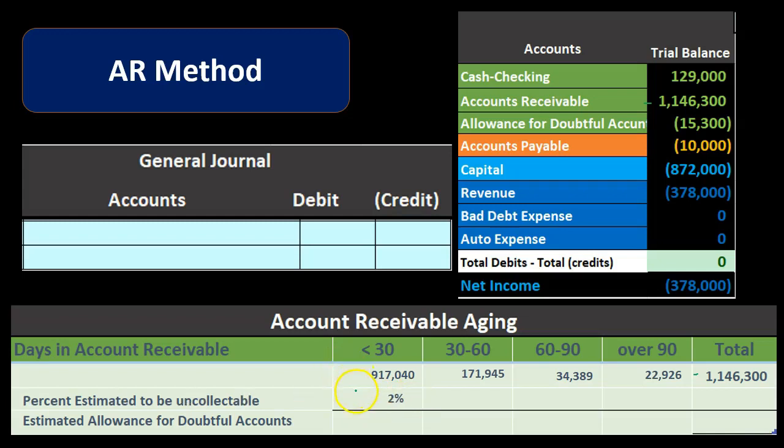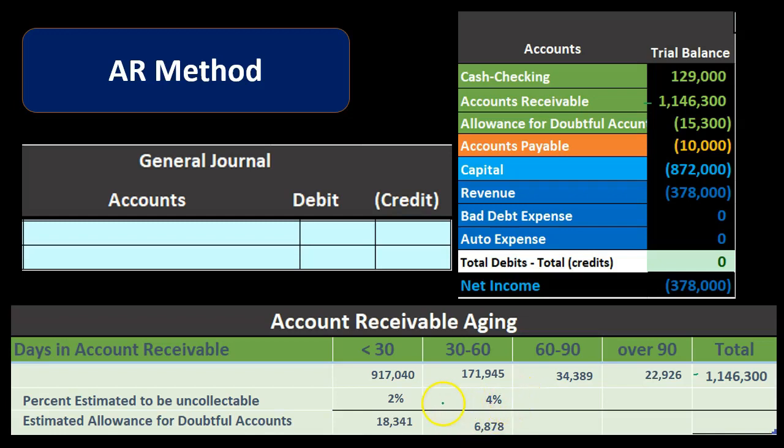So if this is current or 30 days past due, we're going to say that 2% of it we think is going to be uncollectible. If it's current, then not very much of it will be uncollectible. We're hopeful that we're going to collect most of it. So the 917.40 times 2% is 18,341. Between 60 and 90, the aging is a bit older, and therefore we're going to say that 4% is not collectible because we haven't been able to collect it yet. We're past the due date, and therefore we're going to say that 6,878 is going to be not collectible.